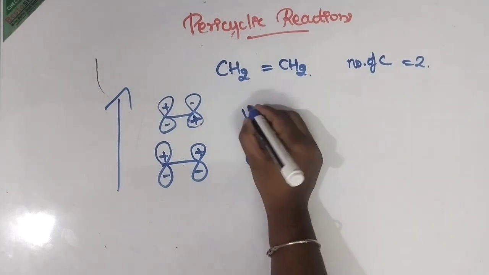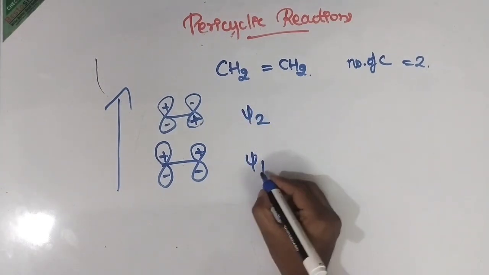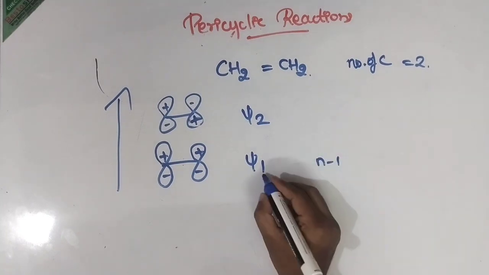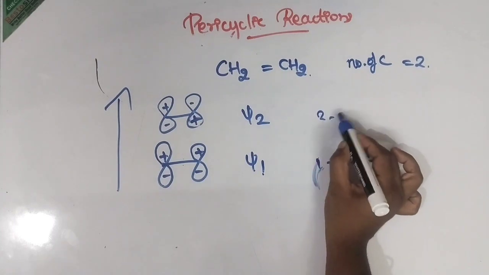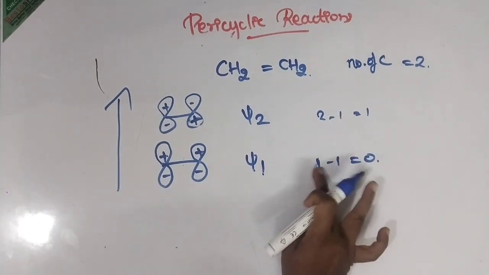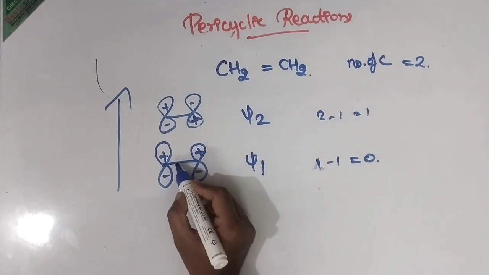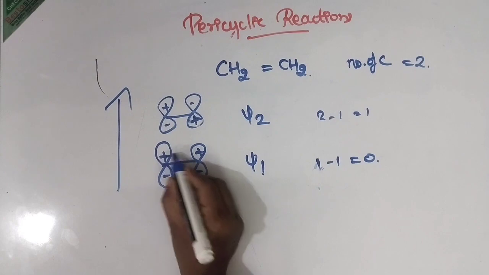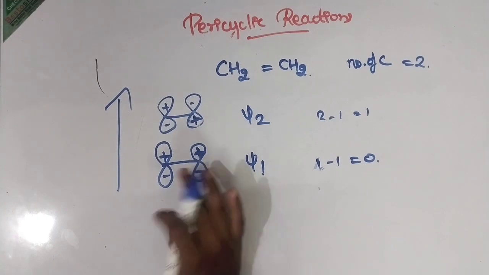Psi 1, psi 2. See, I have already told you that for calculating the number of nodes, it is the n minus 1 formula. Here 1 minus 1, it is 0 nodes, and here 2 minus 1, which is 1 node. You can account for this. Okay, this is the formula, but you can account from this diagram. See here, it is plus and plus. I told you whenever you have same charges, there will be no node, right? Hence here there is no node.